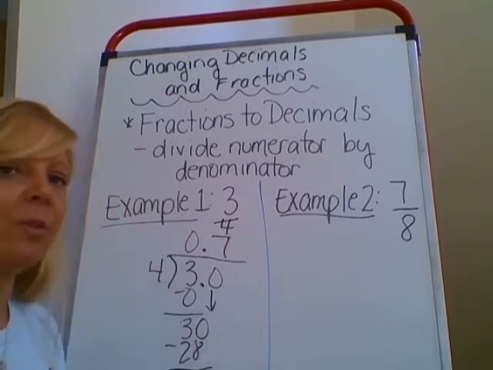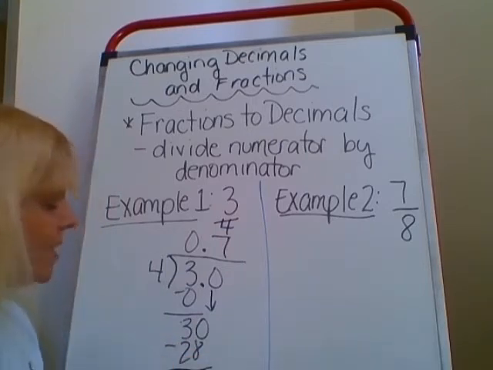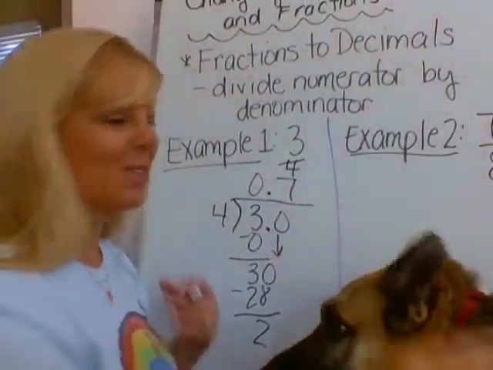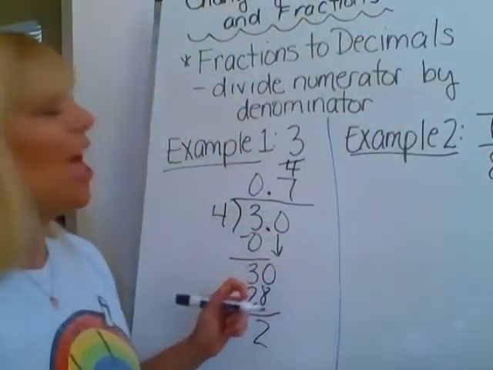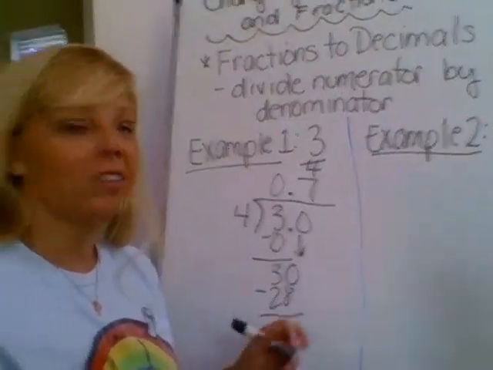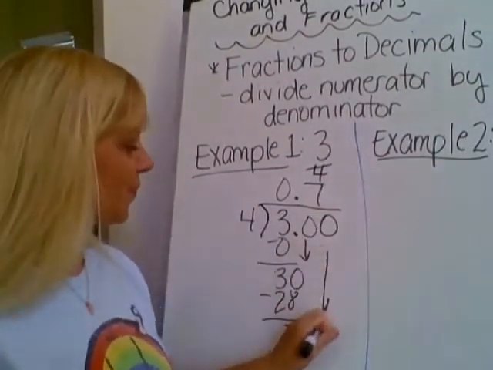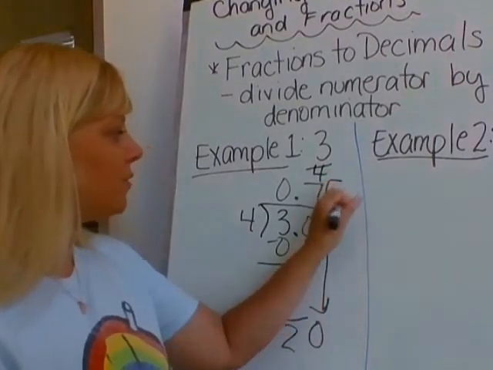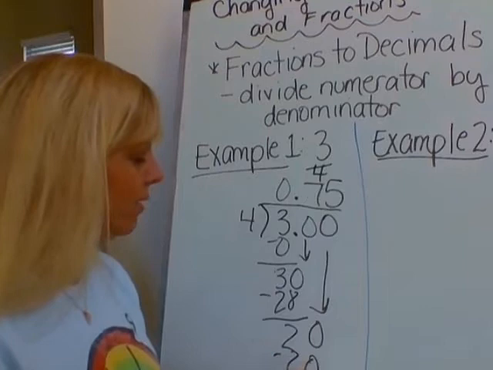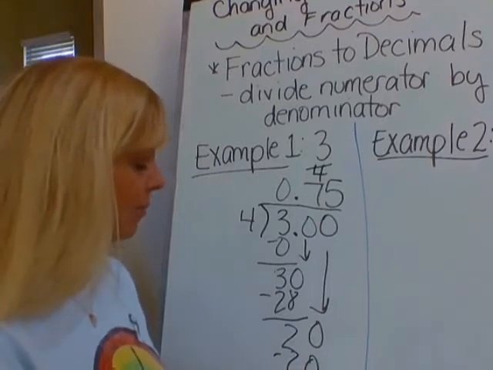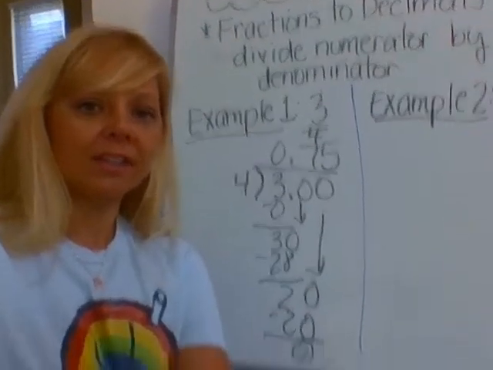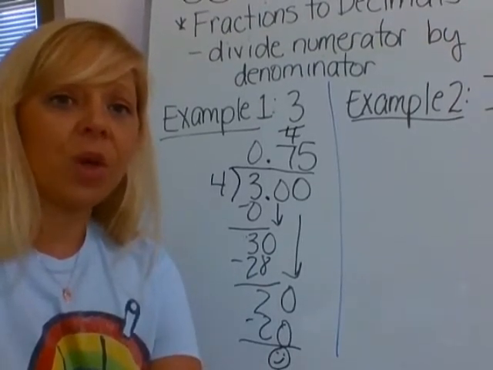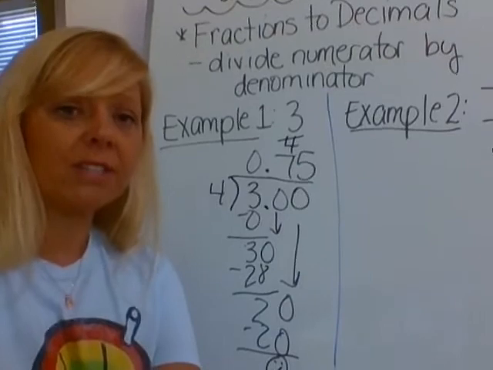I'm going to have to move my camera down for a minute. And then we subtract. There we go. And there's my dog. Go, Sable, go. All right. And then I annex another 0. And 4 goes into 20 5 times. 5 times 4 is 20. And now I'm left over with nothing. So I don't need to bring down anything else. So 3/4 is 75 hundredths.